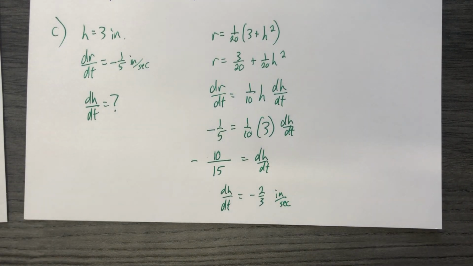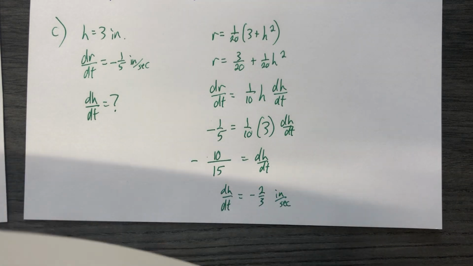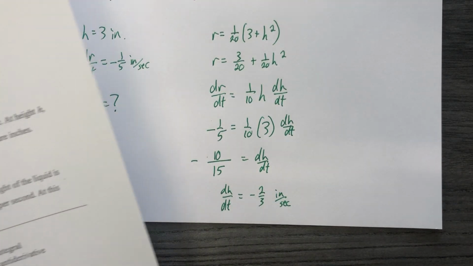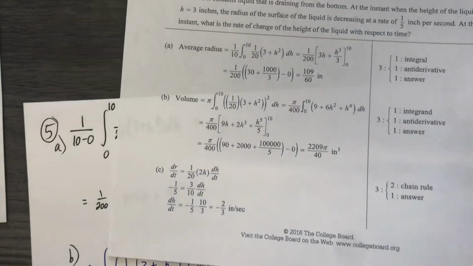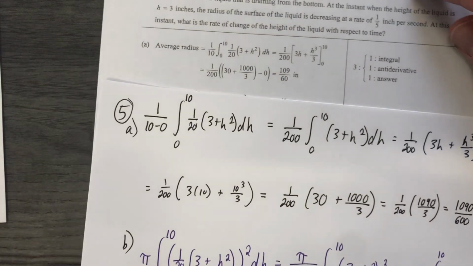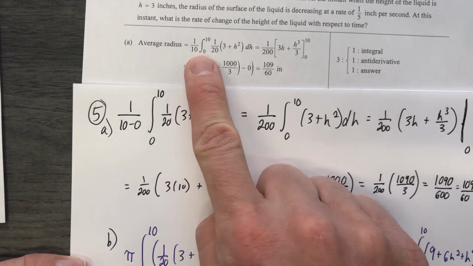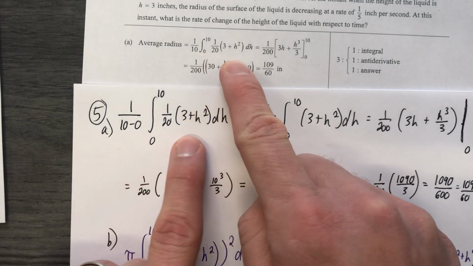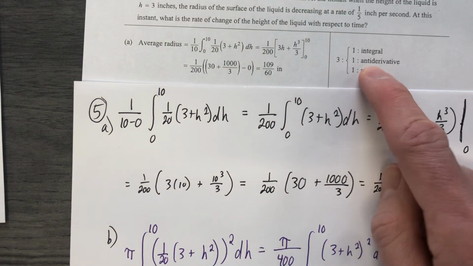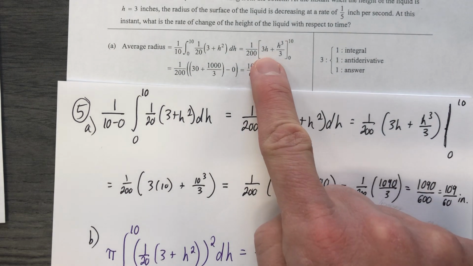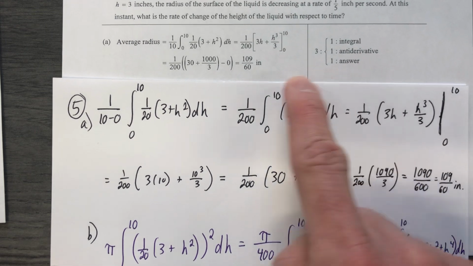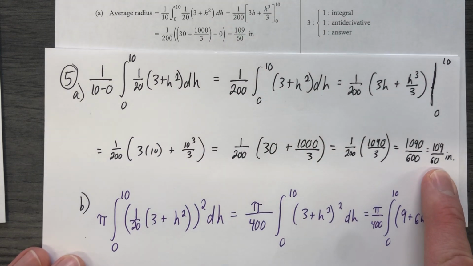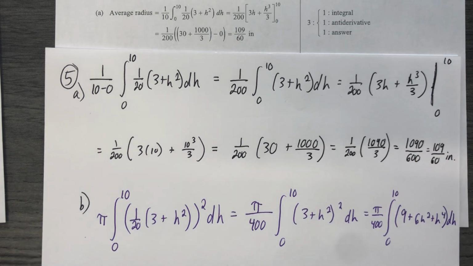Okay, let's grade our paper. Let's see what we got. Part A, there are 3 points you can earn in Part A: the integral, the antiderivative, and the answer. So here goes. Part A, the integral set up correctly. The antiderivative, which was 3h plus h cubed over 3, correct. And the answer, 109 over 60, correct. Yes, all 3 points earned.